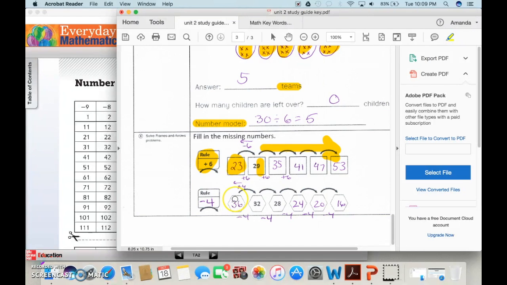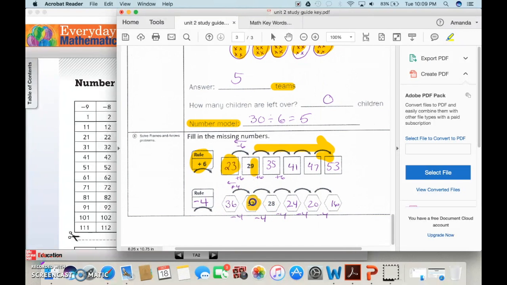The last one was a little tricky. I had 32 given to me and 28 given to me. So I knew that since 32 is bigger, I could go backwards, which means I needed to subtract. So if I took away 4, that would give me 28. So I took away another 4 from 28, I got 24. 24 minus 4 is 20, and 20 minus 4 is 16. So I was able to fill in that pretty easily.